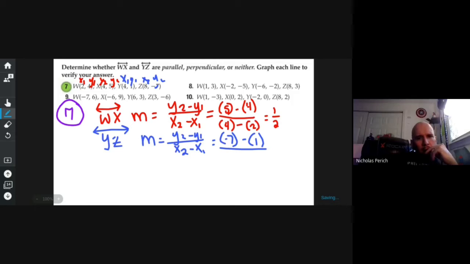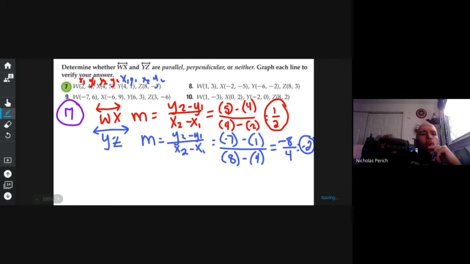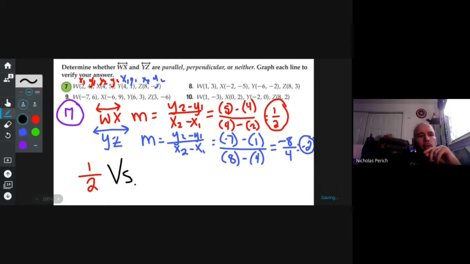On the bottom, I have X sub 2, which is 8, minus X sub 1, which is 4. That leaves me with -8 over 4, which is -2. So the question is, one of these had a slope of 1/2 and the other one had a slope of -2.